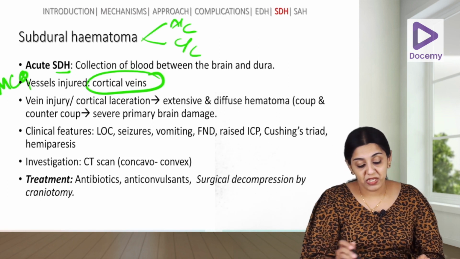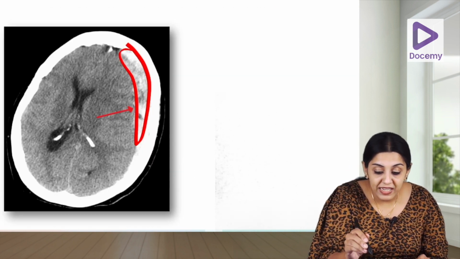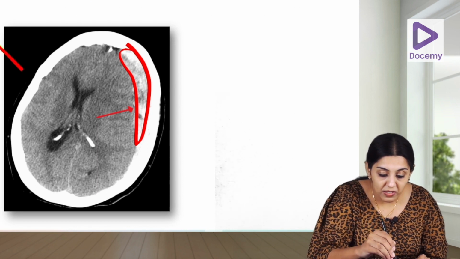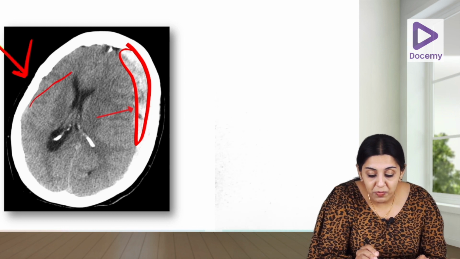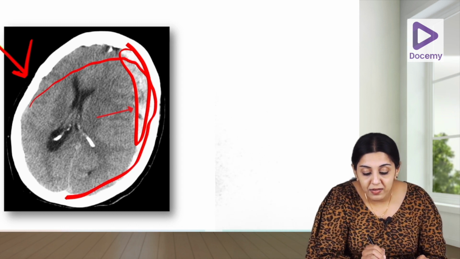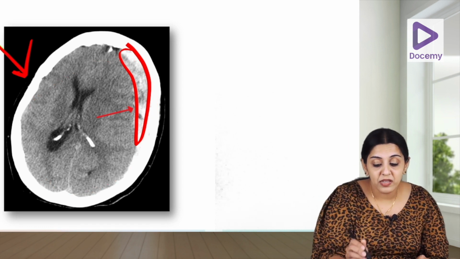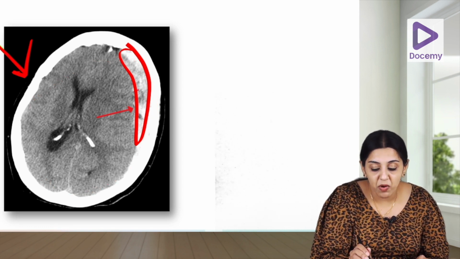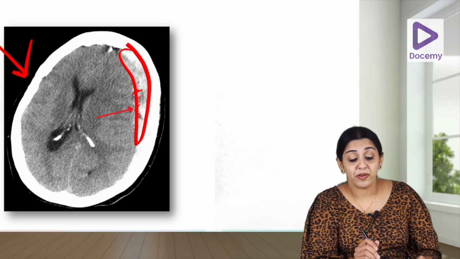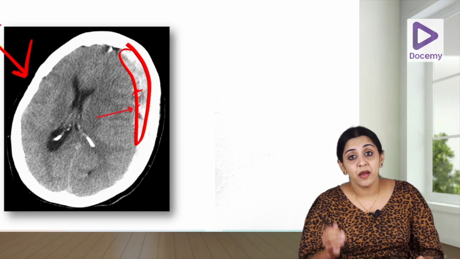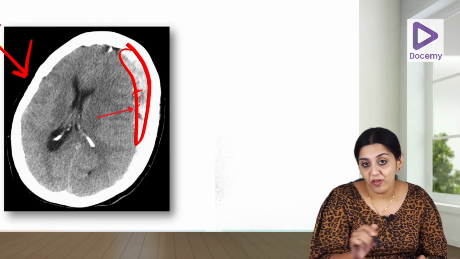Coup, contrecoup injuries might be there. What is coup, contrecoup? Sometimes the impact might be over here. The brain in the skull will move and hit on the opposite side of the skull. That will cause injury over here, because the small blood vessels are broken, and that can lead to subdural hematoma. So impact was on the right, but the injury might be on the left because of the contrecoup effect.